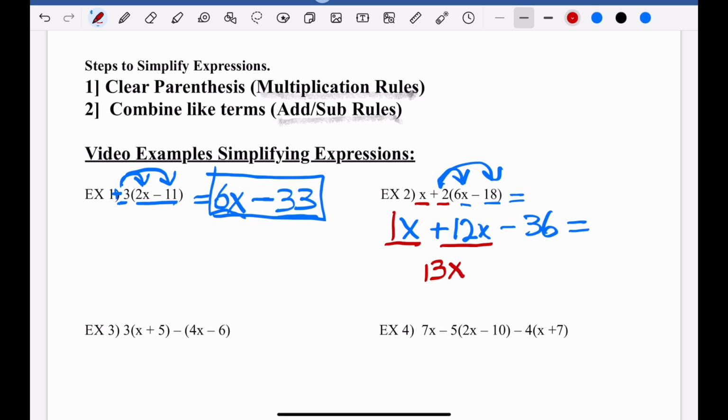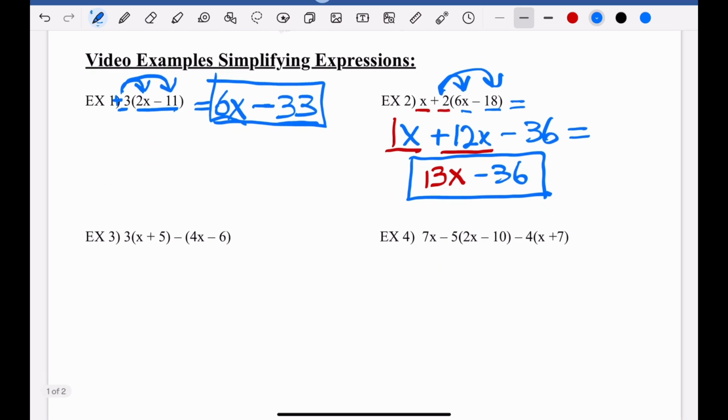You're not changing the variable when you're combining like terms. It's like combining 1 apple plus 12 apples, you get 13 apples. And then you've got this minus 36. Now this expression is two terms, a variable term and a constant term. It's as simple as it gets.